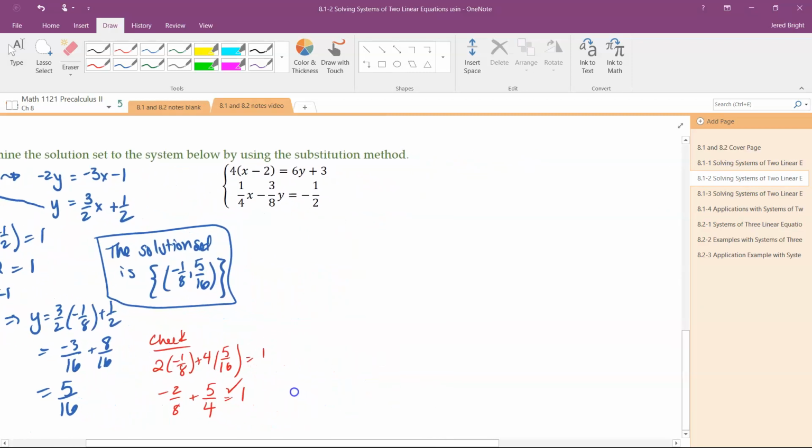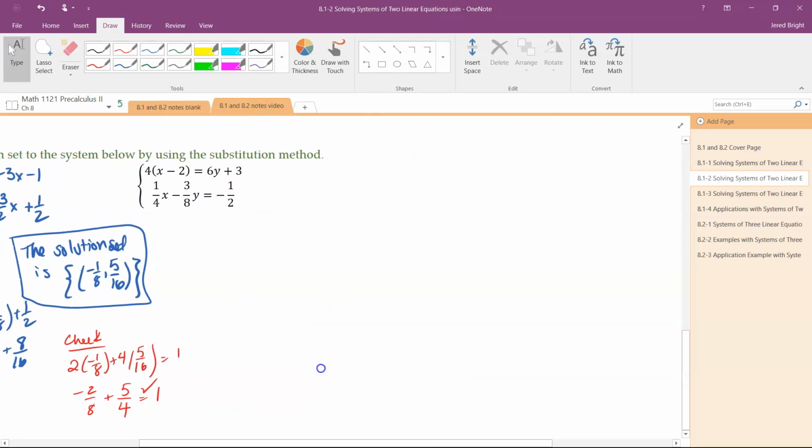Alright, so now I want you to pause the video, try the second example, and then resume the video when you get stuck or want to hear more.